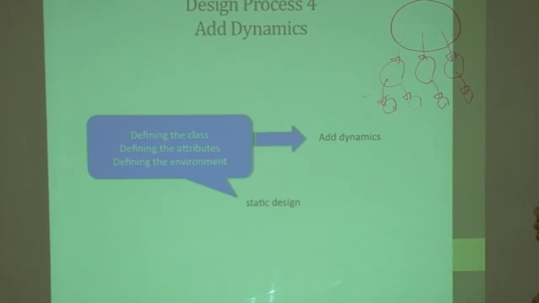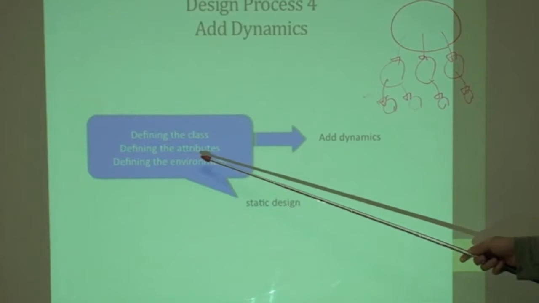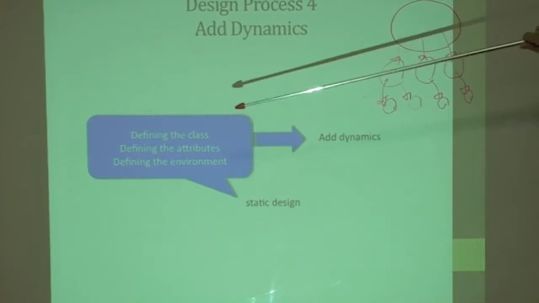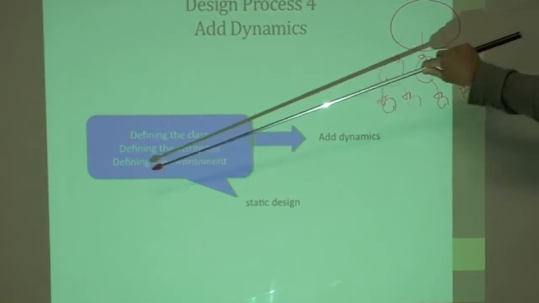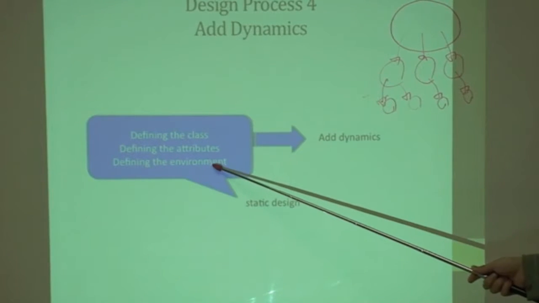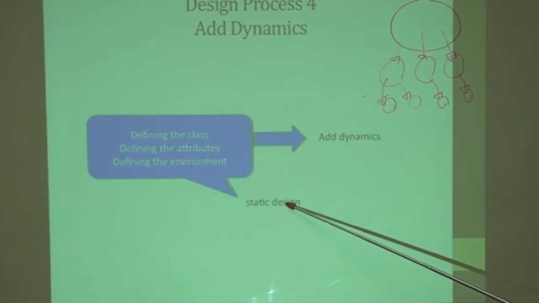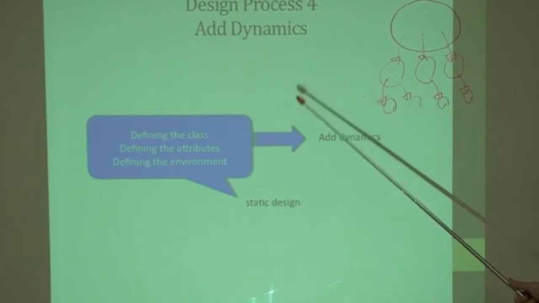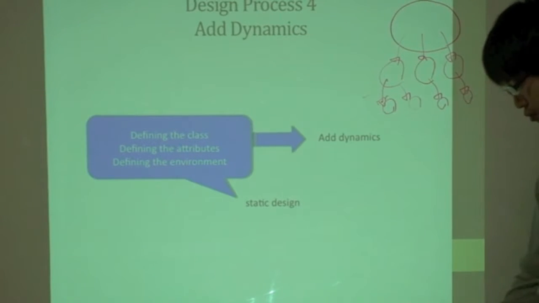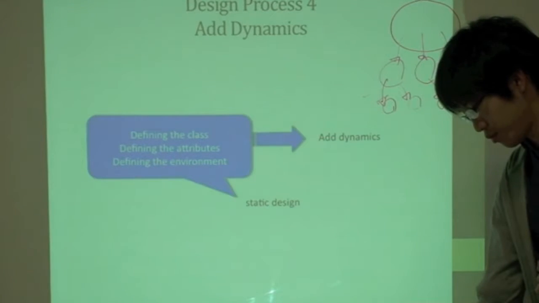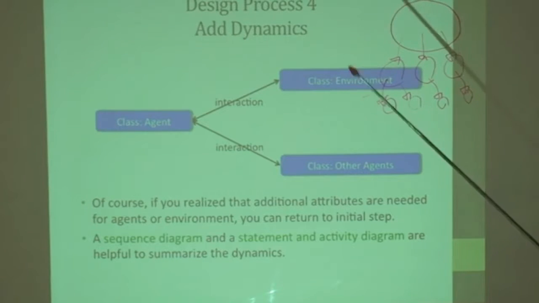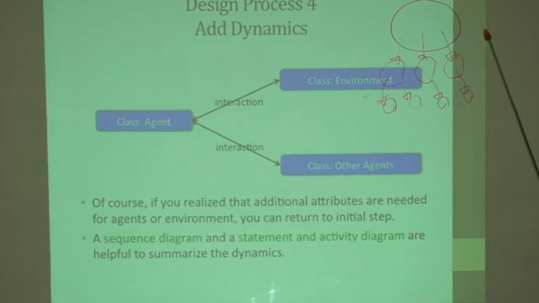On design process 4, if you have finished defining the classes, attributes, and the environment, you can start to add dynamics. If you finish this process, this step has been static design. So you have to add dynamics for the modeling. So design process 4 is adding dynamics.